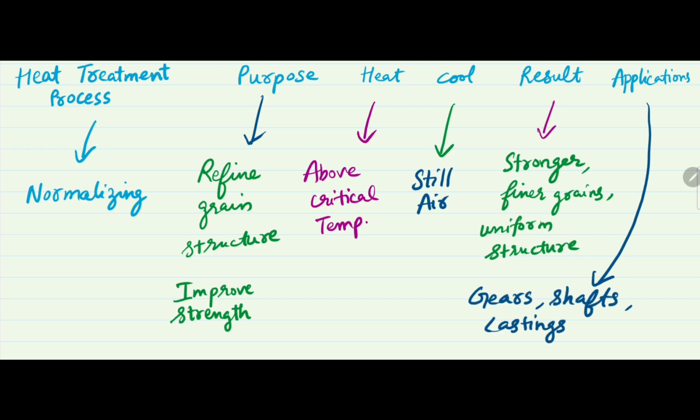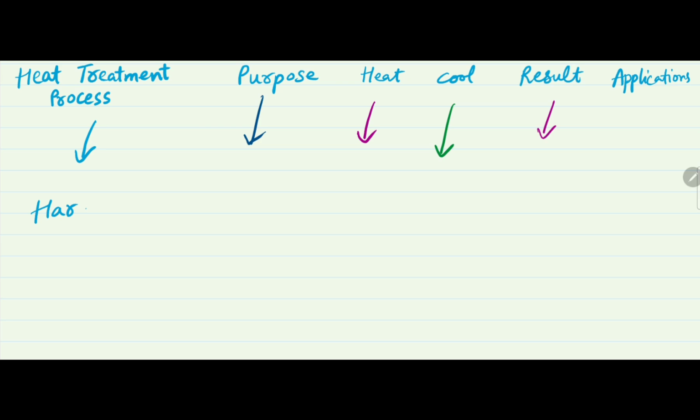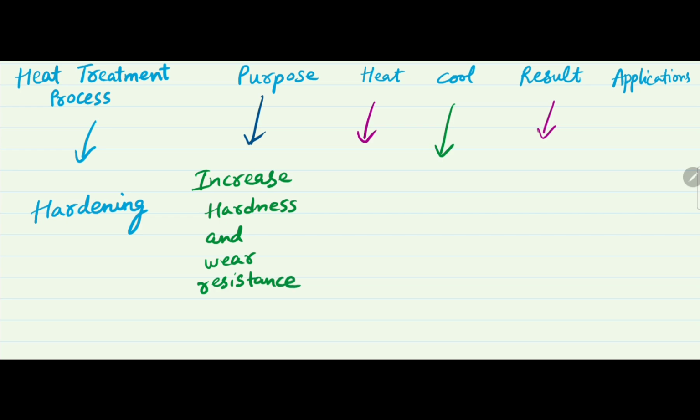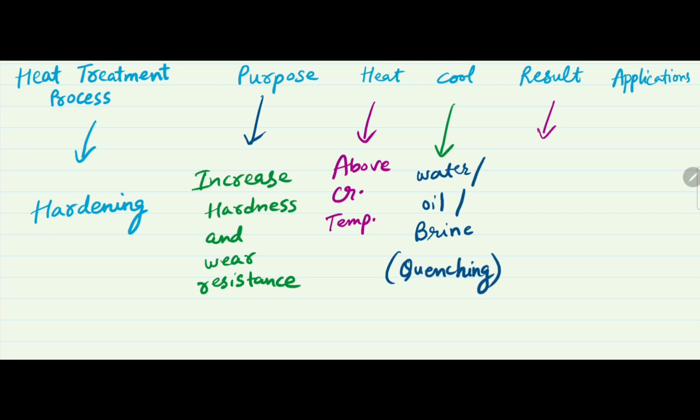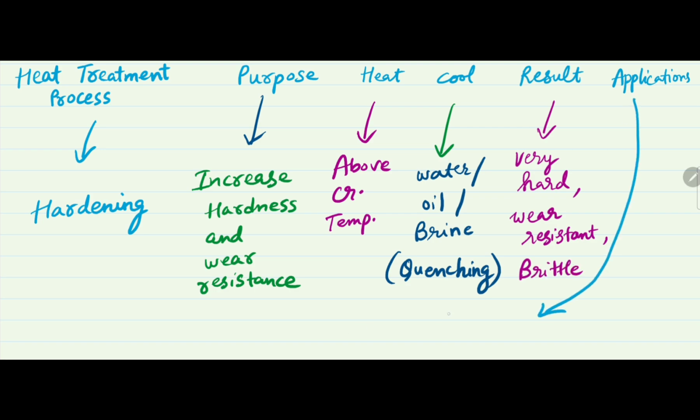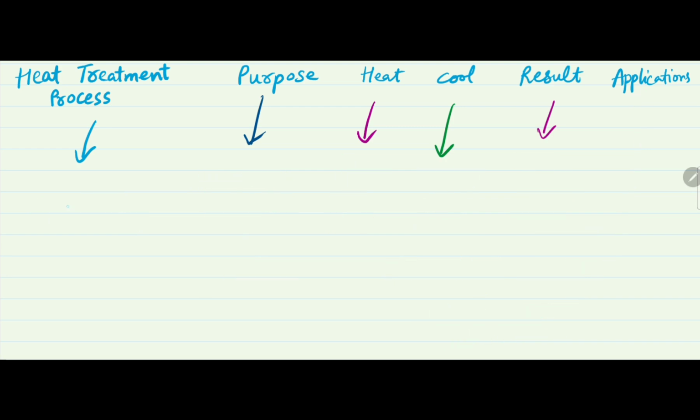Coming on to the third heat treatment process, which is hardening. The objective here is simple: maximum hardness and wear resistance. Again, the metal is heated above the critical temperature, but this time it's quenched rapidly in water, oil, or brine. Rapid cooling makes the metal very hard and wear resistant, but it also makes it brittle. That's why hardening is widely used for cutting tools, drills, dies, and bearings.